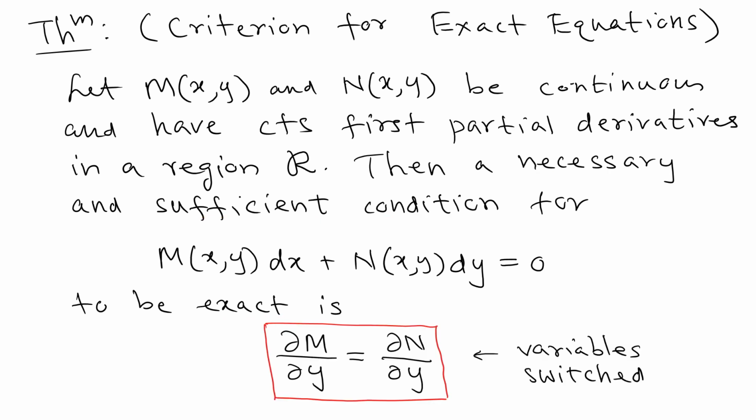It says that the partial derivative of M with respect to y equals the partial derivative of N with respect to x. Here the second one has to be dx. So you can see that the derivatives are switched: M you take with respect to y, N you take with respect to x. So you switch the variable. So that is the criterion, and let's see why this is the case. Let's give a short proof.